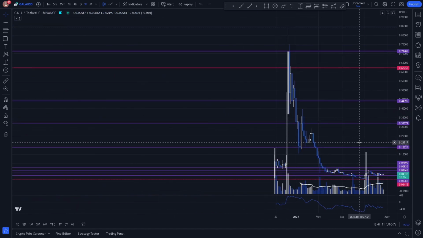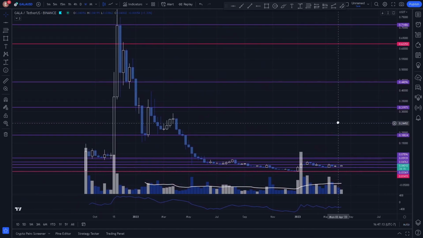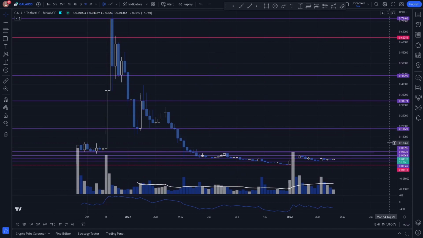So, zooming out, these are all the key levels on the monthly and weekly chart for GALA. Now, as price continues on and reverses from this level, we expect to see reactions from these key levels.